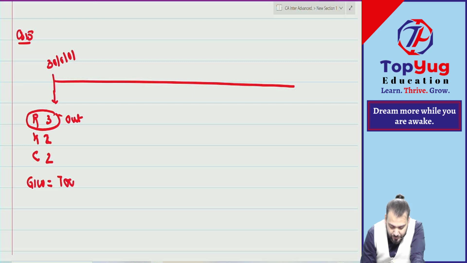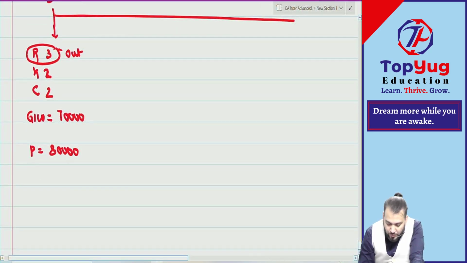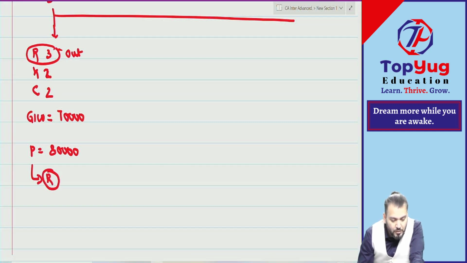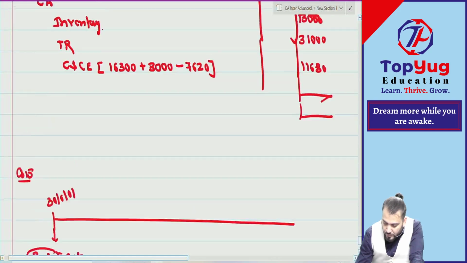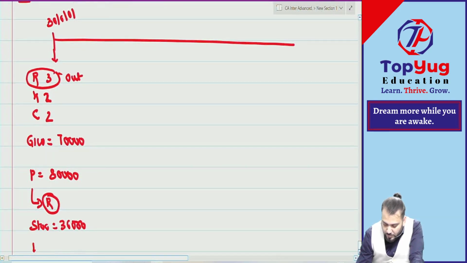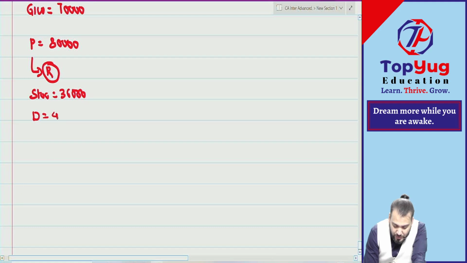70,000. Then premises, they have said 80,000, and this will be taken by R. Then stock will be valued at 36,000. Debtors at 43,200. Then there is an unrecorded liability of 10,000.